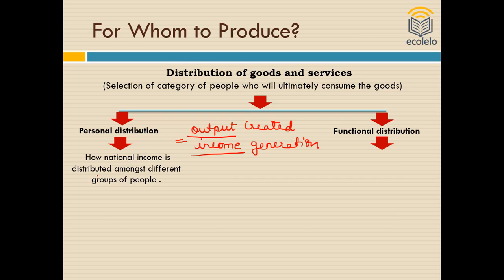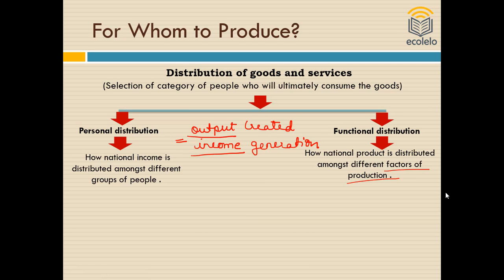How national income is distributed among different groups of people. Which category of people is getting more share of the national income? Which group of people is getting more? Second is the functional distribution. This means how national product is distributed amongst different factors of production. Now, factors of production basically means what? Land, labor, capital, enterprise, right? Now, how much of the work is done by these factors of production? How much of the output is produced by these different factors of production?